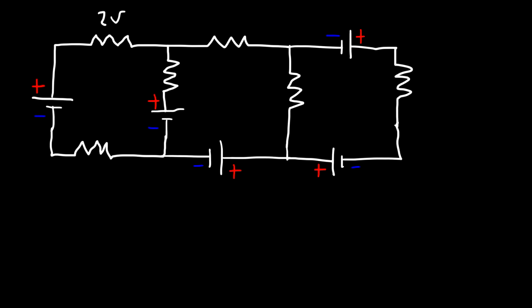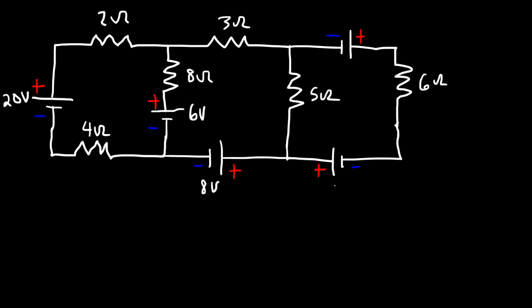So let's say this is a 2 ohm resistor, and here we have an 8 ohm resistor and a 4 ohm resistor. This one's going to be a 3 ohm resistor, 5 and 6. On the left we have a 20 volt battery, and this is going to be a 6 volt battery, and there's an 8 volt, a 12 volt, and the last one's a 16 volt battery. So go ahead and calculate the current flowing through every branch of the circuit.